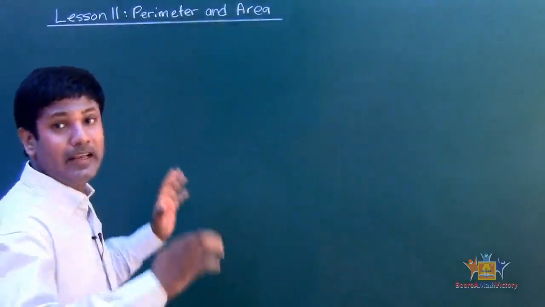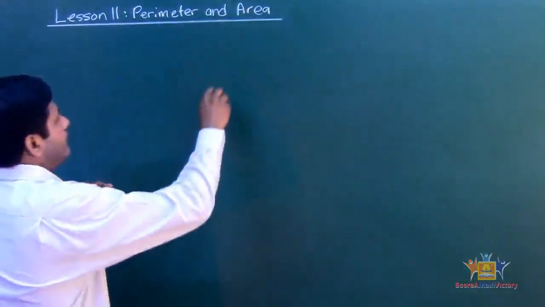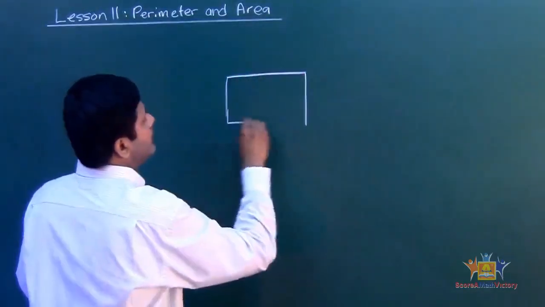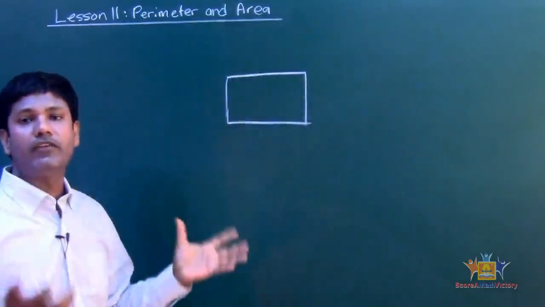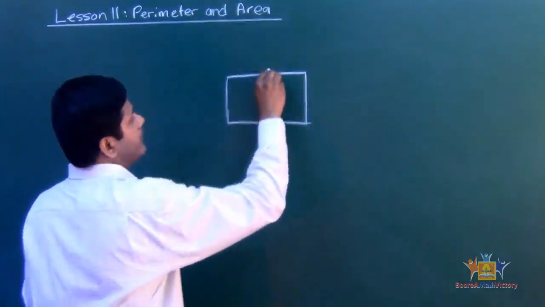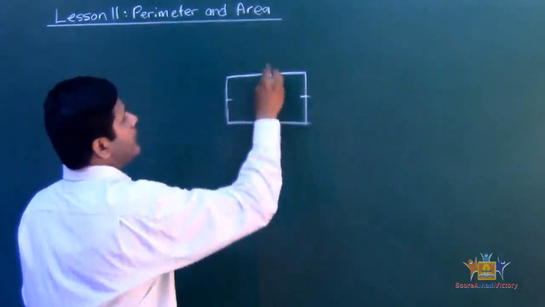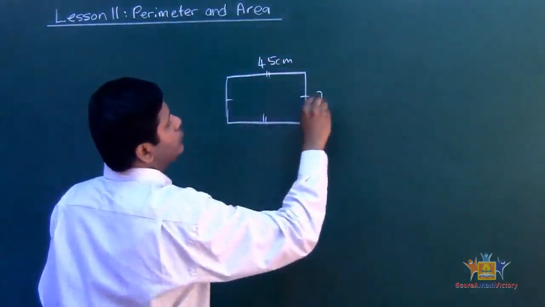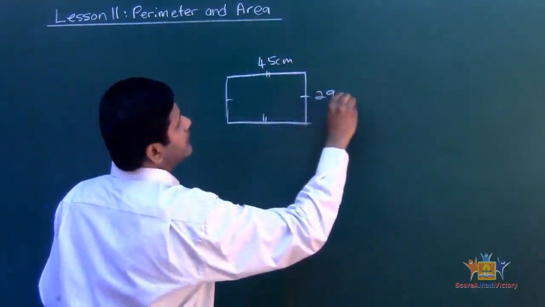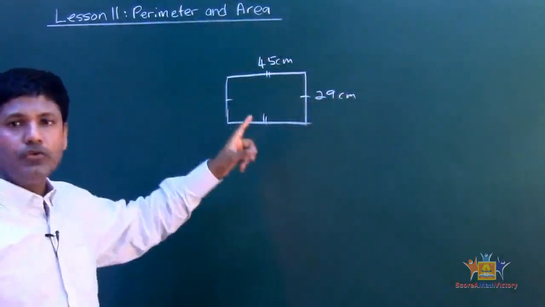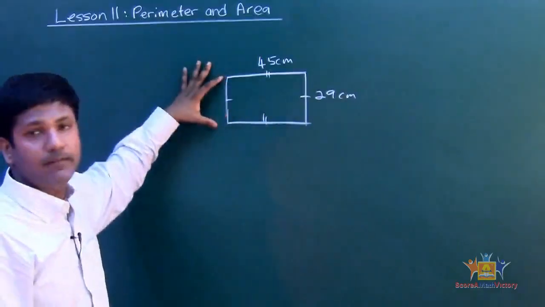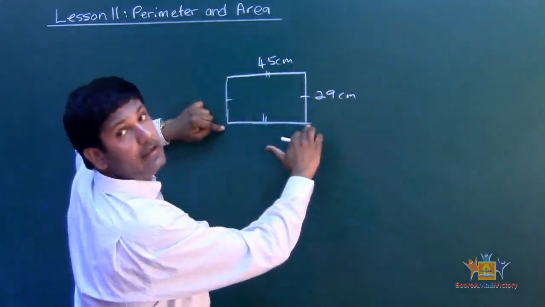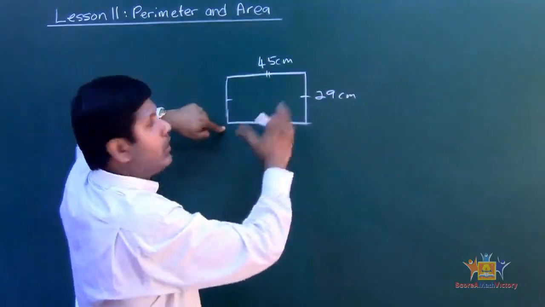Alright, my dear students, let's say for example, Mr. Mac gives you a rectangle, okay? And you know the characteristic of a rectangle. If I were to give this as 45 centimeters, and this one is 29 centimeters, you will know the length of this and the length of that. Because with a rectangle, this length and this length are identical, the opposite sides.